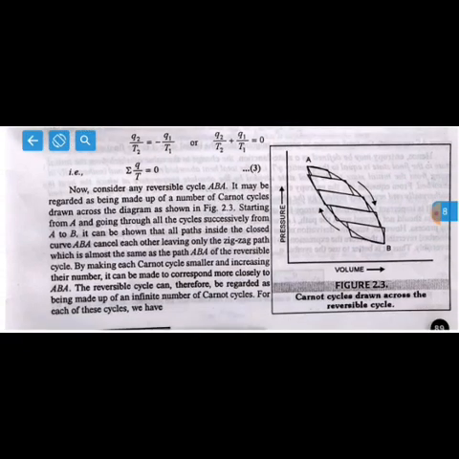It may be regarded as being made up of a number of Carnot cycles drawn across the diagram as shown in figure 2.3. Starting from A and going through all the cycles successively from A to B, it can be shown that all paths inside the closed curve ABA cancel each other, leaving only the zigzag path, which is almost the same as the path ABA of the reversible cycle. By making each Carnot cycle smaller and increasing their number, it can be made to correspond more closely to ABA. The reversible cycle can therefore be regarded as being made up of an infinite number of Carnot cycles.